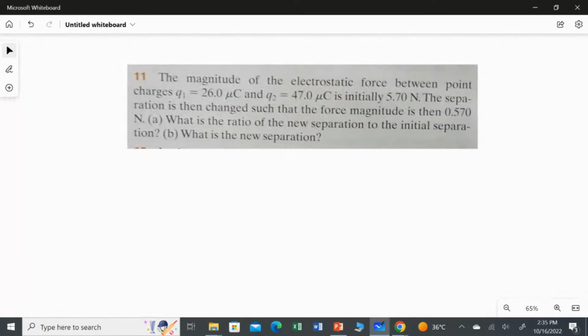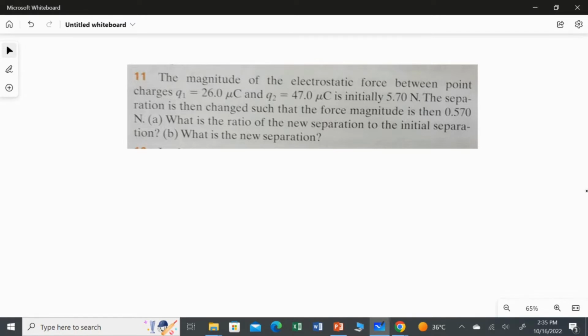Second question. What is given in the question? The magnitude of the electrostatic force between point charges Q1, 26 microcoulomb, and Q2, 47 microcoulomb, is initially 5.7 Newton. The separation is then changed such that the force magnitude is then 0.57 Newton. So better I will draw the diagram for this question. By that you will get the clear information.